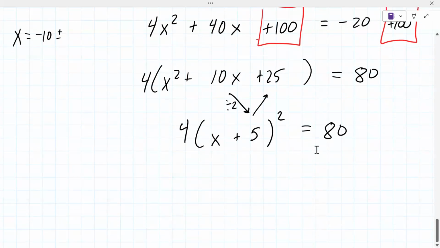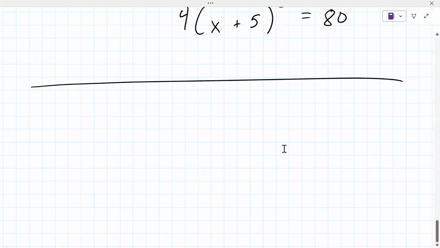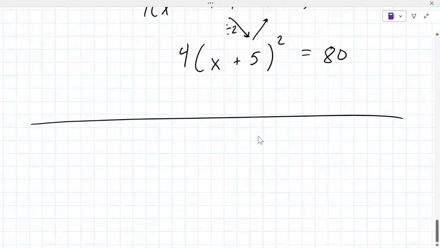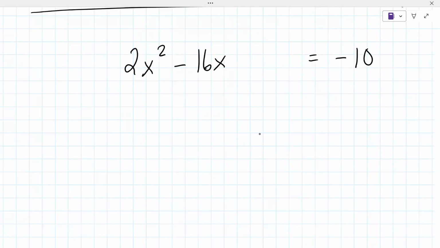Okay, so let's just reset it. Let's try another one here. I mean, you can do it other ways. This is the way I've been showing you. It works really well, as you can see. It is kind of a down and then up and then back down. But let's try another one here. Is that fair? Fair enough? Yeah. All right, 2x squared minus 16x equals -10. Okay.